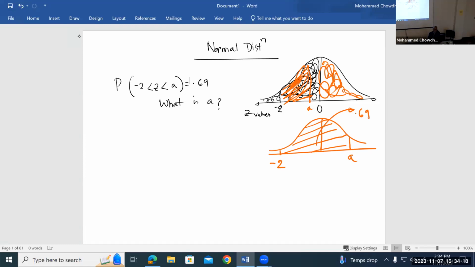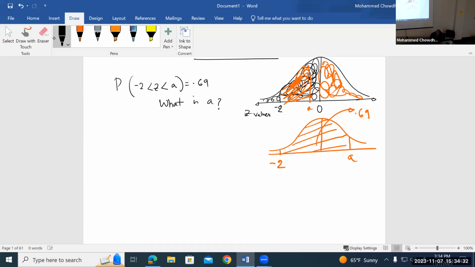Now, can any one of you help me? How can I find the value of a? What do I need to find first? We need to find a on the Z table, or I have to write R or Python programming code. Last time we wrote Python code. What code did we write? stats.norm.ppf.